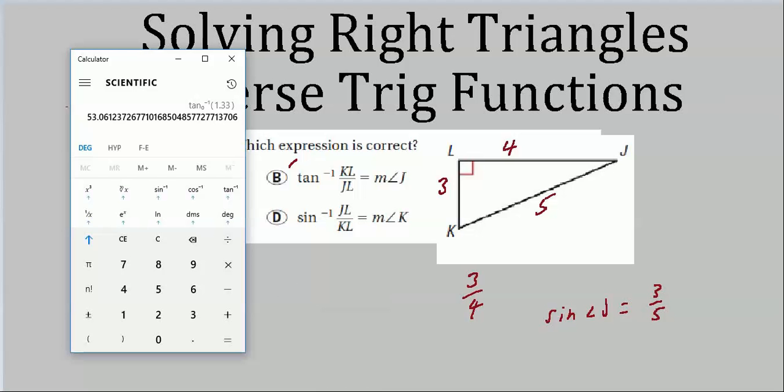What about using the arc sine? Well, the sine of J is opposite over hypotenuse, that's 3 over 5, or 0.6. And we take the arc sine of that. Well, same answer we got when we took the arc tangent, isn't it? Which is good, because they're all supposed to give us the same answer for the angle. For instance, if we want to use the arc cosine, well, the cosine is adjacent over hypotenuse. That's 4 over 5. That's the same as 0.8. And what's the arc cosine of that? Same answer.